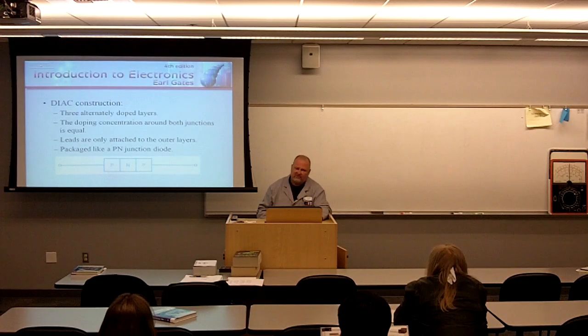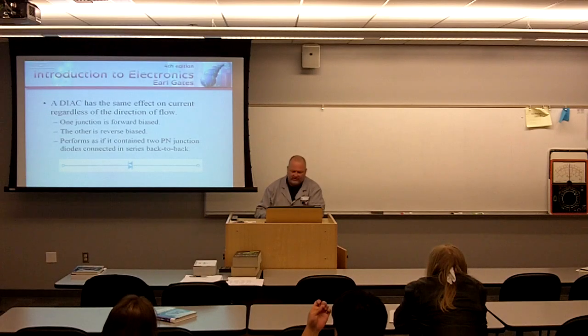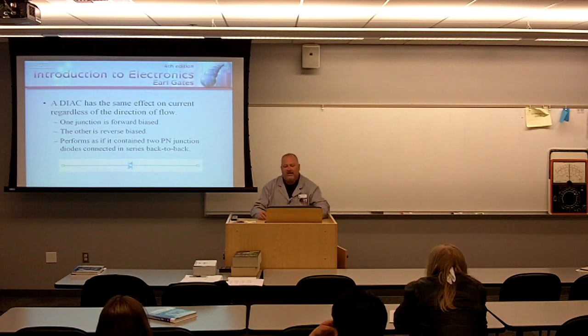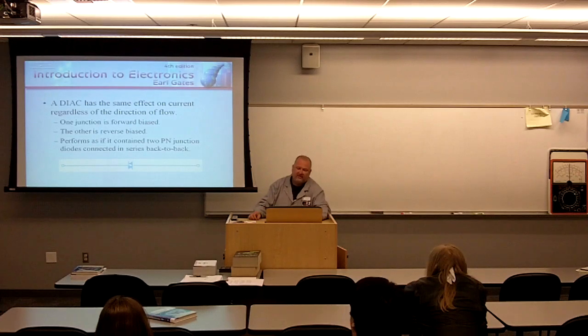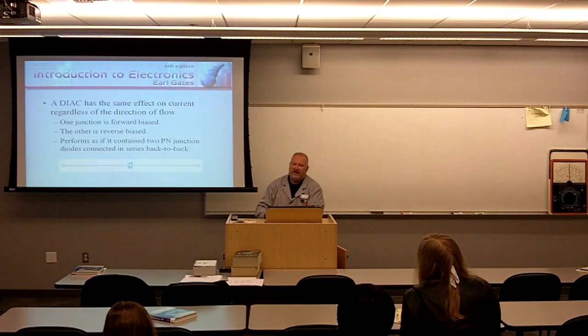This is the artist's depiction of the layers. Down at the bottom here is a schematic symbol for a diac. A diac has all the same effect on current regardless of the direction of flow. One junction's forward biased, the other's reverse biased. It performs as if it contained 2 PN junction diodes connected in series back to back.